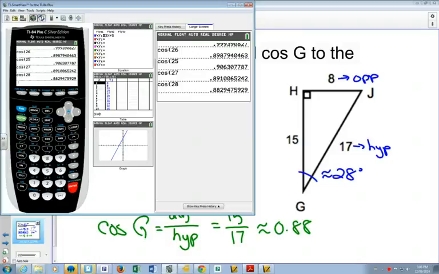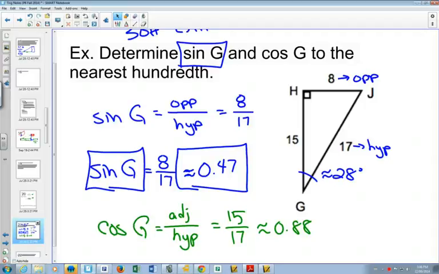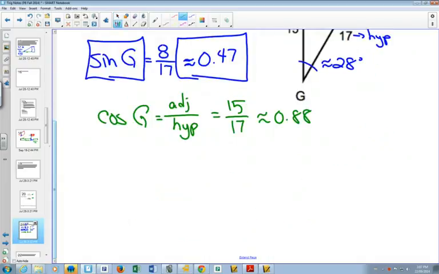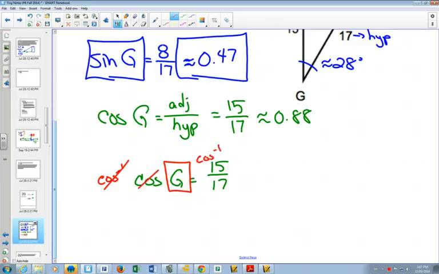Okay? Now, you could always do this guessing and checking back and forth, right? But if you actually wanted to find the angle, we know that cos of g is 15 over 17. If I want to find g, I've got to get rid of the cos. Now, cos isn't a number. You're not allowed to just divide both sides by cos, because that doesn't make sense since cos is a function. What is the opposite of cos? No, the inverse of cos is cos inverse. There it is. So if you would do that on both sides, that cancels these out.